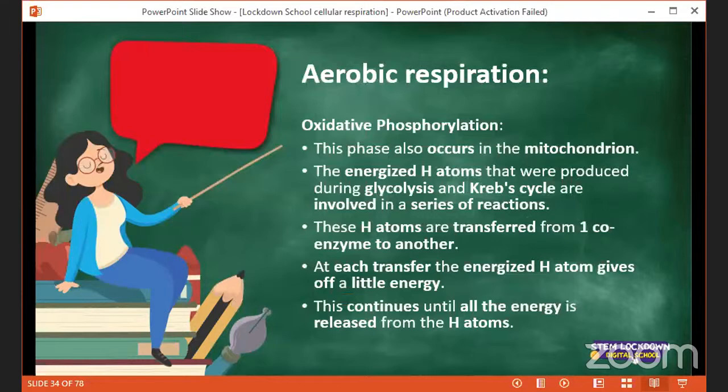Okay, now let us look at the third stage, which is oxidative phosphorylation. So this phase also occurs in the mitochondrion. The energized H atoms that were produced during glycolysis and the Krebs cycle are involved in a series of reactions. So now these H atoms, these hydrogen atoms, are transferred from one coenzyme to another. And at each transfer, the energized hydrogen atoms give off a little energy. This continues until all the energy is released from the hydrogen atoms. Okay.